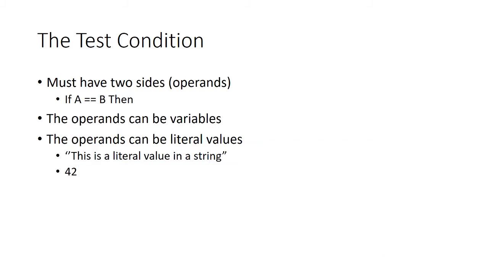When we're creating our test condition, remember it's super important that we always have two sides to our condition. We have to say if A equals B. We can't say if A equals B or C or D, because then we only have one side to part of those conditions. We always have to have two sides. The operands, either side, can be a variable, or they could be literals, like a string or a number.